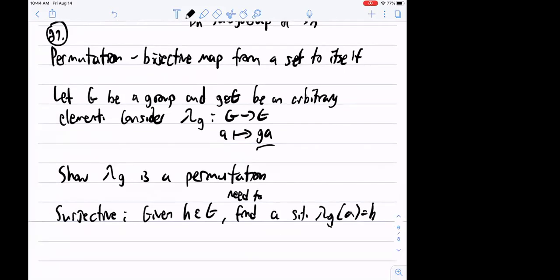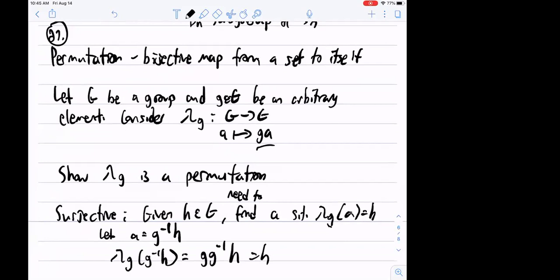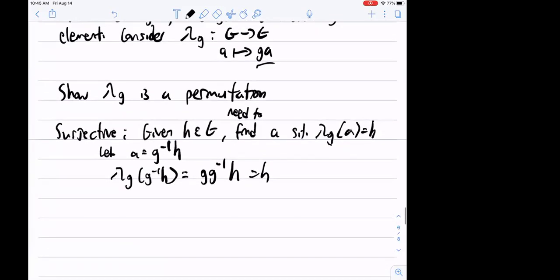This is clear, right? Because what is a? Let a be g inverse h. Then lambda_g of g inverse h is g g inverse h, which is h. You just work backwards. And then injectivity.